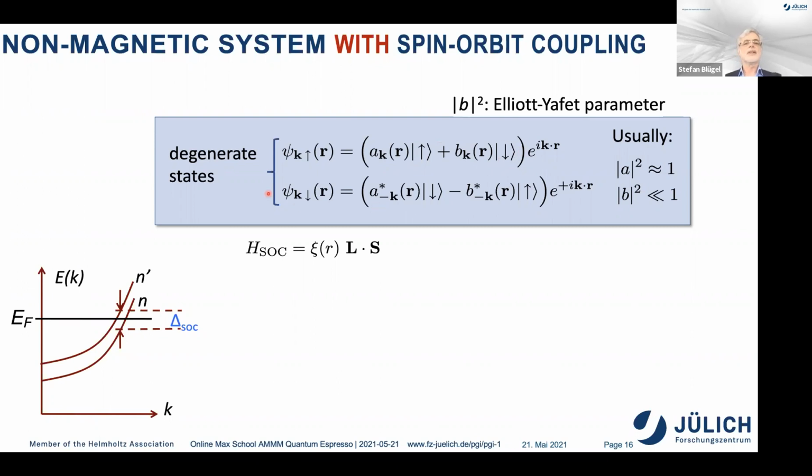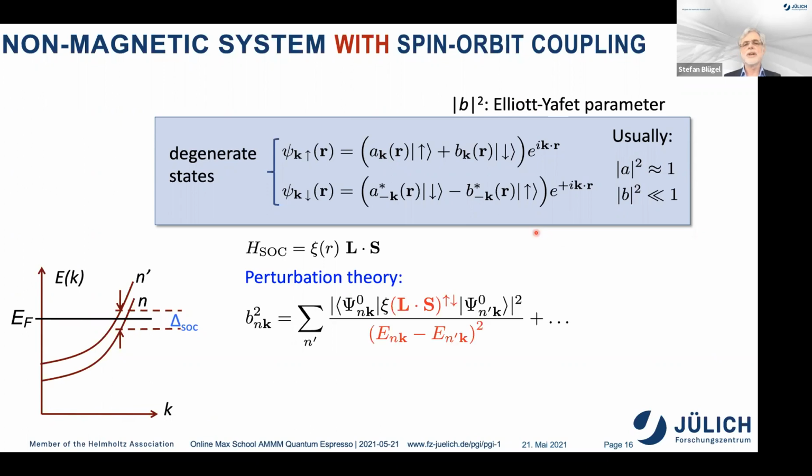And we call a spin spin down because most of it is spin down and there's only a little bit spin up. So basically this factor A is large and this factor B is small. And this is called the Elliott-Jaffet parameter. Actually, since the spin-orbit interaction is a small quantity, you can do perturbation theory. And what enters in this perturbation theory is the spin-orbit interaction.